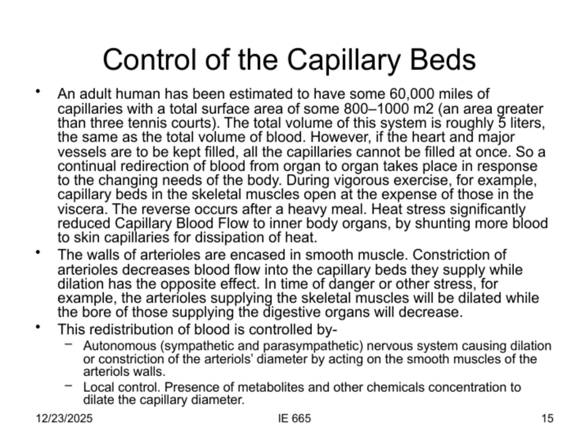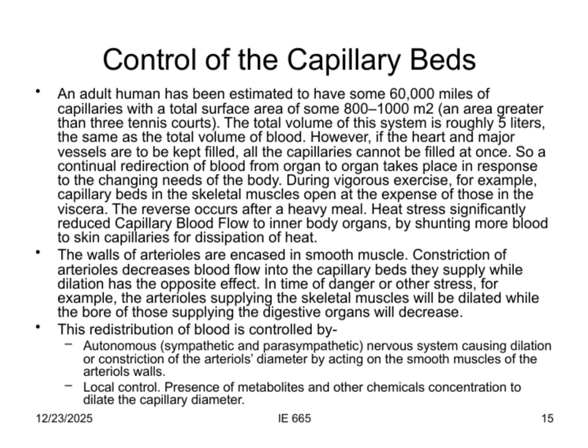Now, the regulation of this blood flow is fascinating. The walls of arterioles, which are small branches of arteries, are encased in smooth muscle. When these muscles constrict, less blood flows into the capillaries they supply. When they dilate, more blood can flow through. Think of it as a series of tiny valves that control where the blood goes.